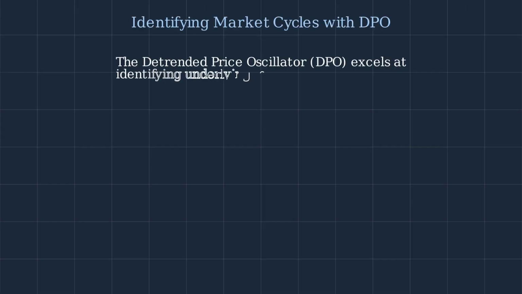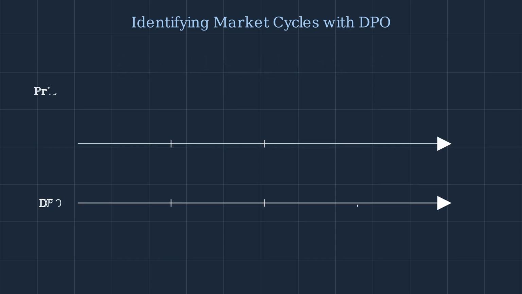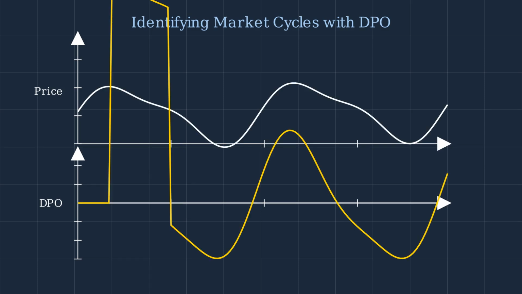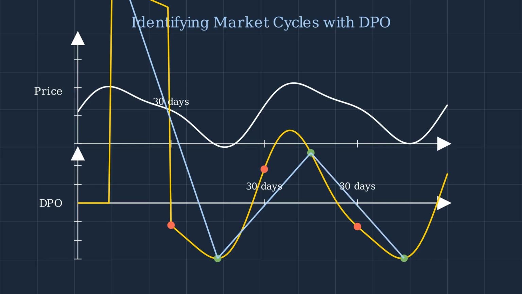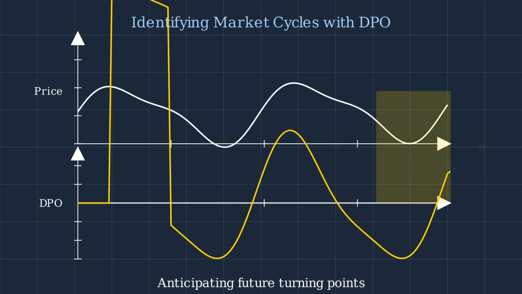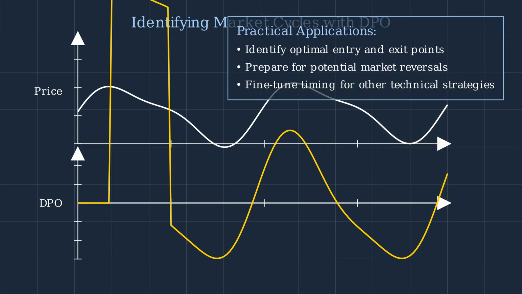One of the primary uses of the Detrended Price Oscillator is to identify market cycles. By observing the regular oscillations of the DPO indicator, traders can determine the average length of price cycles in a particular security. For example, if the DPO consistently peaks and troughs every 30 days, this suggests a 30-day market cycle. This information helps traders anticipate potential future turning points in the market. By understanding these market cycles, traders can identify optimal entry and exit points, prepare for potential market reversals, and fine-tune their timing for other technical strategies.